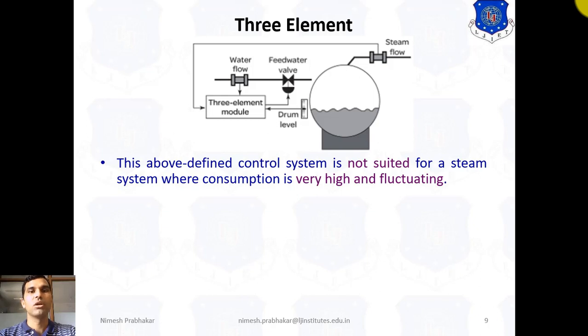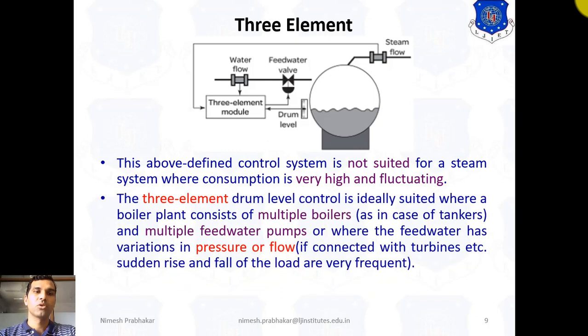We cannot use it where the consumption is very high and fluctuating. So the three element drum level control is ideally suited where a boiler plant consists of multiple boilers, or in other words multiple drums, in case of multiple feed water pumps, or where the feed water has various variation in the pressure or flow.